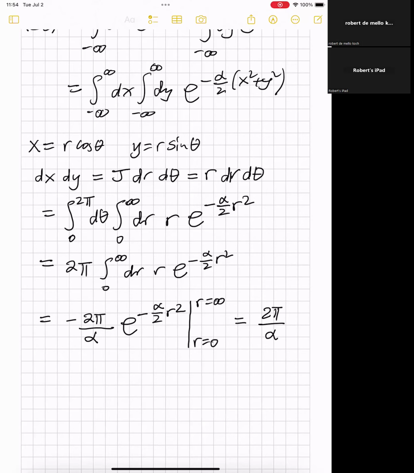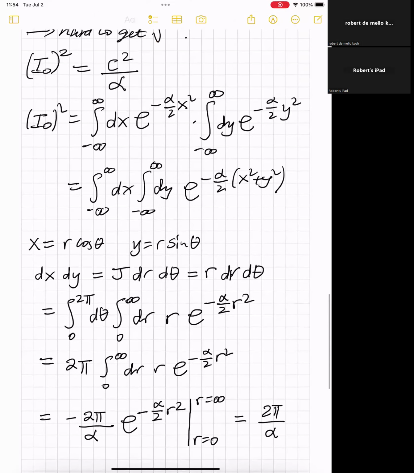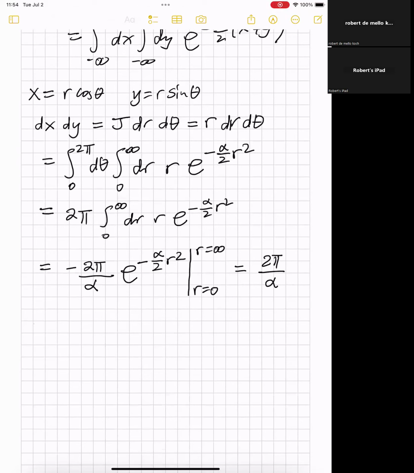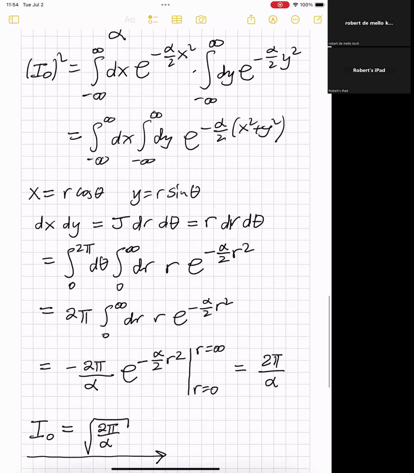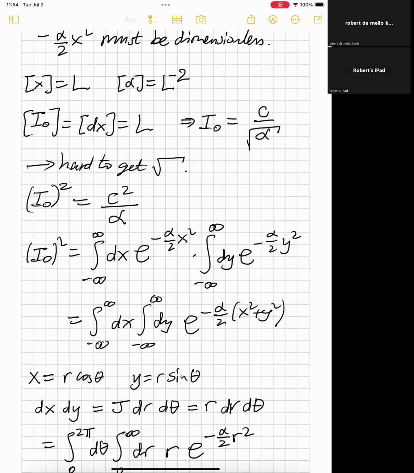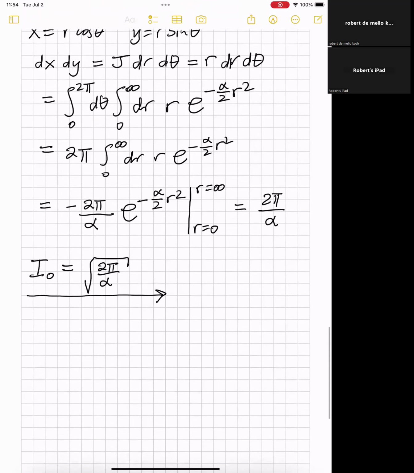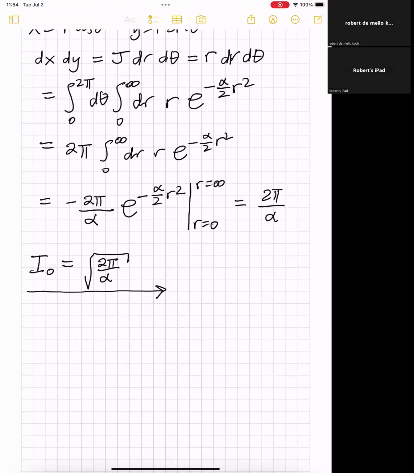So that's the answer. And what were we calculating here? I0 squared. So we immediately learn what I0 is. I0 is just 2 pi over alpha, square rooted. And we can be pretty certain that we've done this calculation correctly, because remember, by dimensional analysis, we already argued that I0 had to be c over square root of alpha. All that this argument has done is allow us to figure out what c is. And what is c? It's the square root of 2 pi. Great. So we've done one of the integrals when n is 0.